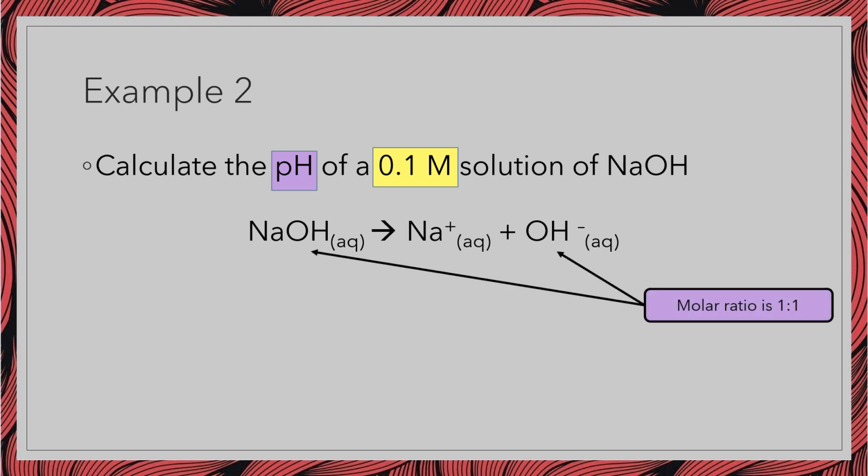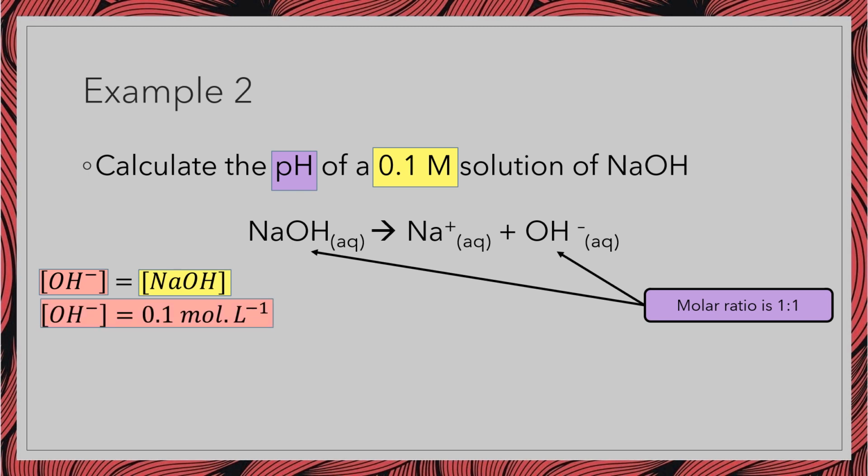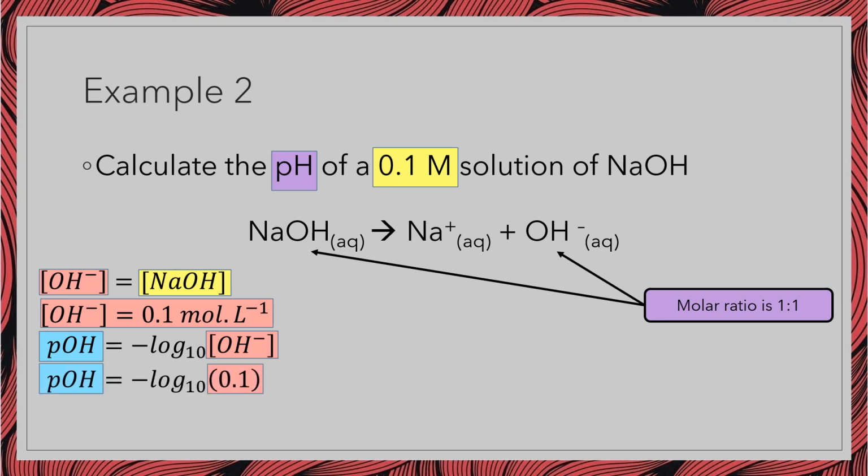Molar ratio is 1 to 1. So what we can do is first calculate the hydroxide ion concentration. We can then calculate the pOH, which in this case is negative log of 0.1, which gives us 1. Now, that's pOH. We're after pH. So we use the relationship from the previous slide: pH plus pOH equals 14.